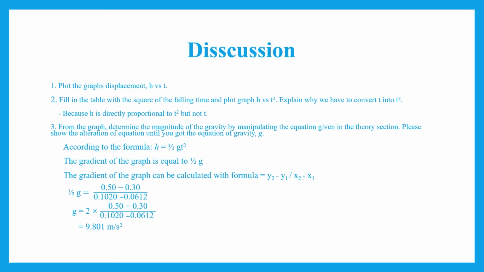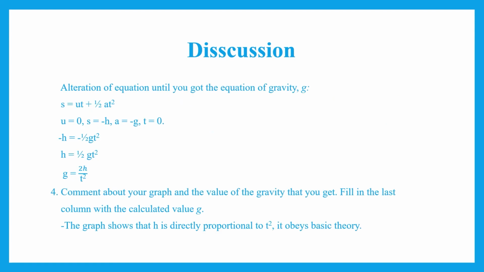The outcome of it is 9.801 m/s squared. The alternation of the equation until we got the equation of gravity is shown. The outcome of it is g equals 2h over t squared.